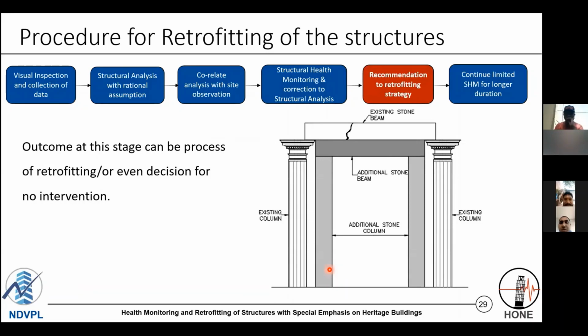Now, once you did visual inspection, you did structural analysis, you correlated your analysis with site observation, you did structural health monitoring, then it's time that you use all this data, correlate all these observations and your analytical results, and your recommendation for retrofitting should be the result of all those stages.